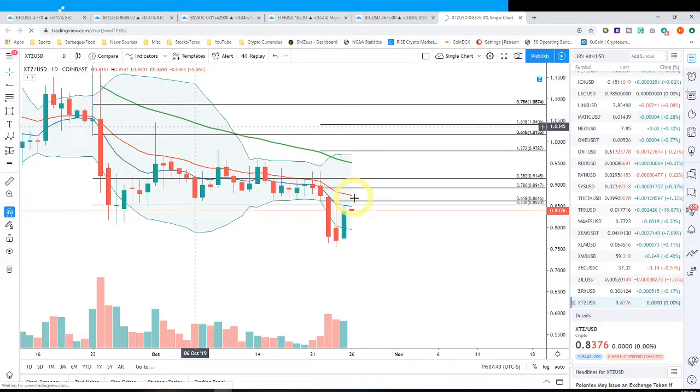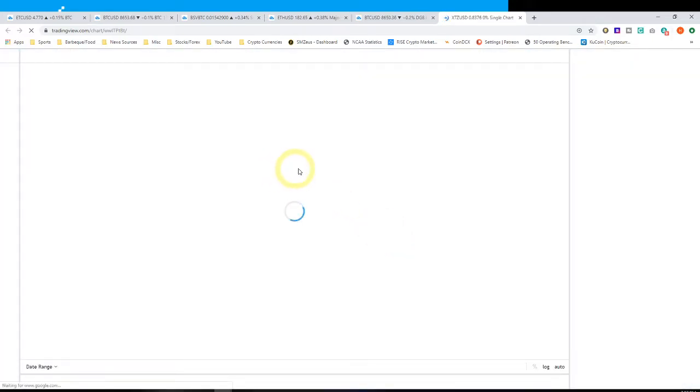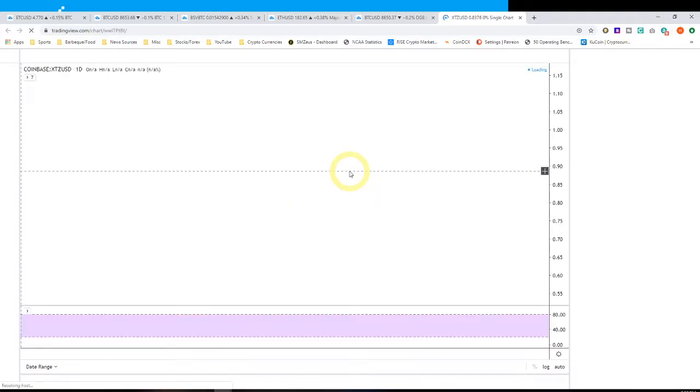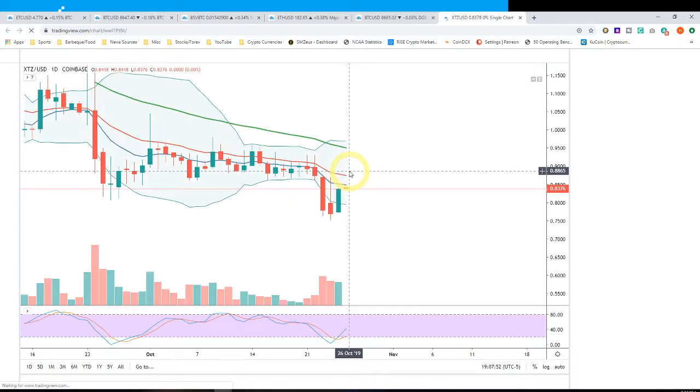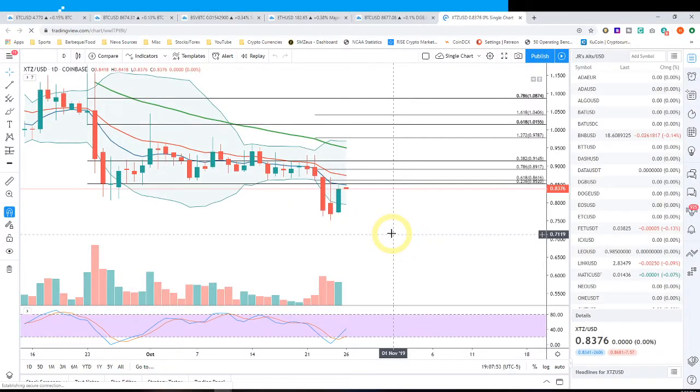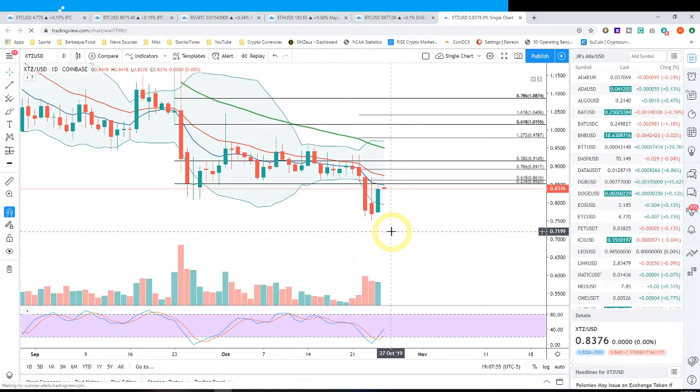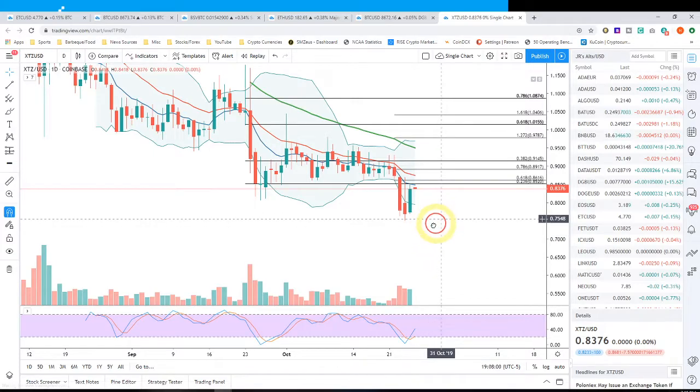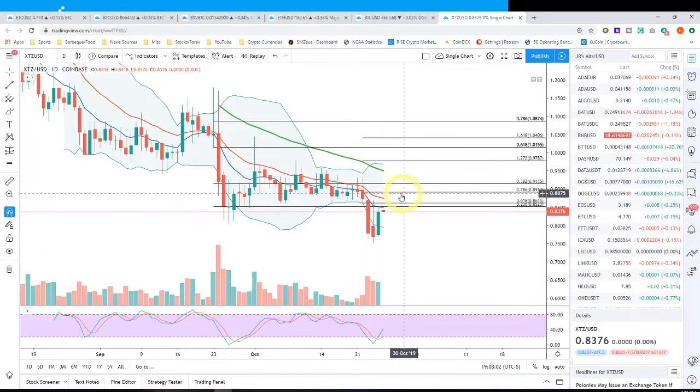Need to refresh that chart a little bit. Let's see here. And there go the kitty cats. There we go. Just wonder what happened to my other indicators. There we go.